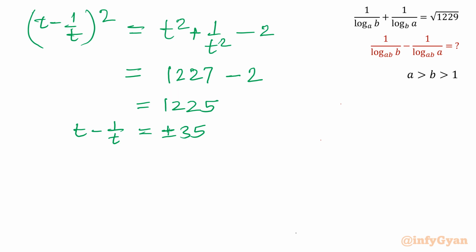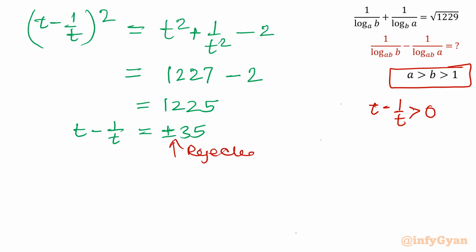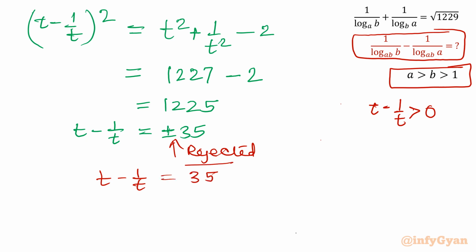Now by our conclusion that t minus 1 over t is always positive, which we concluded from here, I can conclude the minus sign would be rejected. So t minus 1 over t, which is our required expression value, is equal to plus 35. This is how we can conclude our result.